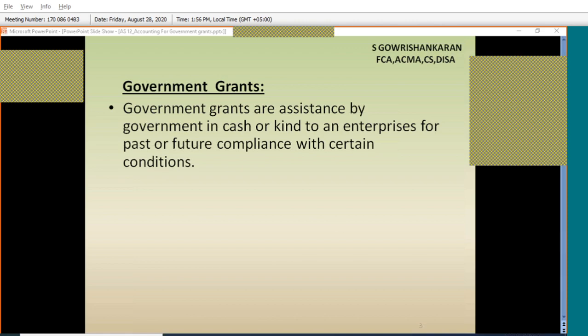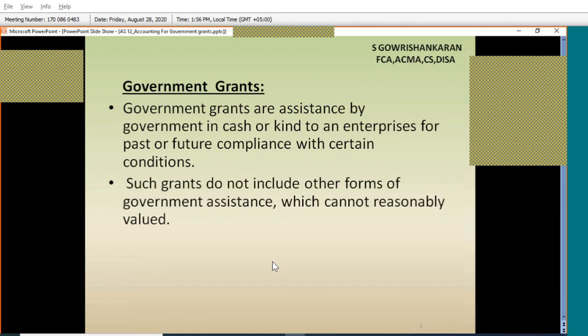For example, they will say, if you start a business in this location, you have to create employment opportunity for the local people, at least 100 people per annum. You have to provide job opportunity for the local people. Then you are eligible for this grant. Otherwise, you are not eligible. Correct? In compliance with a certain condition, if you comply with those conditions, I will give some amount as a grant. Okay?